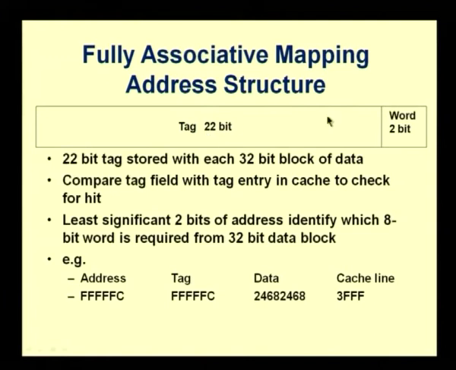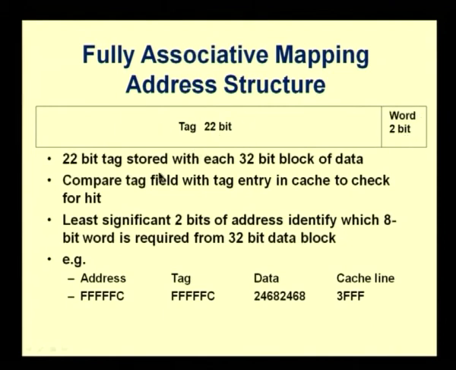So, if you look at our address structure, as we said, there will be a tag portion and a word portion. Let us take another example here. Let us say we have a 22-bit tag stored with each 32-bit block of data. So how would your address field look? We are looking at a 24-bit address. 2 bits are used to identify the word within the block. A 32-bit block of data can be looked at as 4 8-bit words, so 2 bits is what we require to identify which word we are looking at, and 22 bits will be the tag.